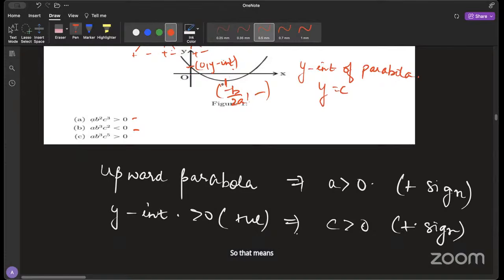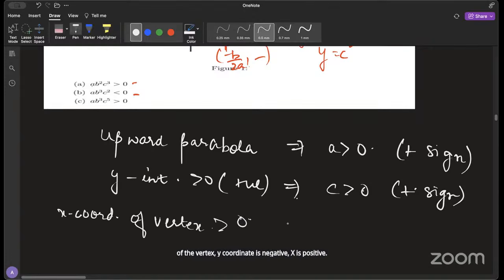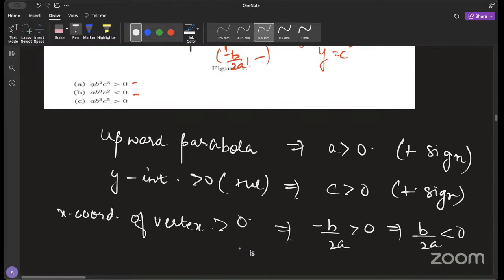Minus b by 2a is the x coordinate of your vertex. And you can see clearly from the graph that the x coordinate of the vertex is positive, the y coordinate of the vertex is negative, x is positive. So the vertex x coordinate, minus b by 2a, is positive. This would mean b by 2a is negative, right?